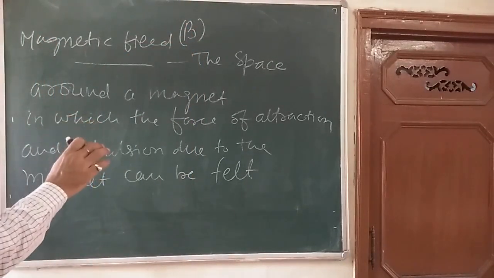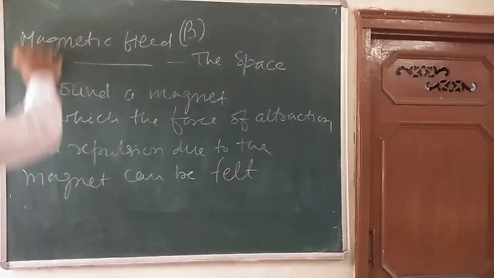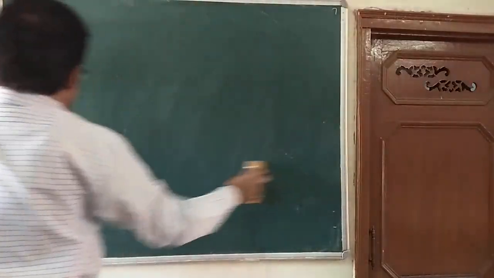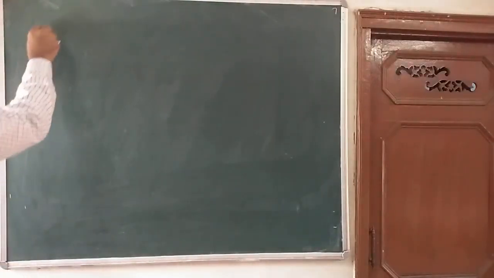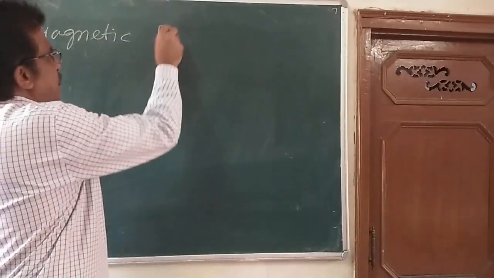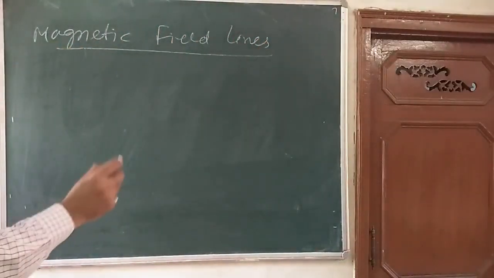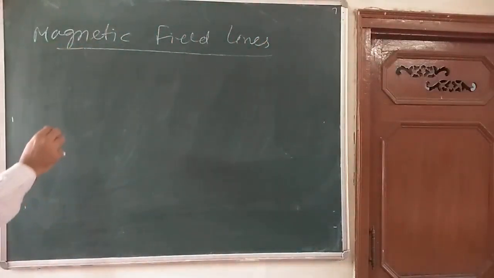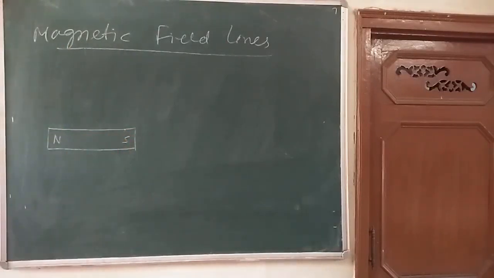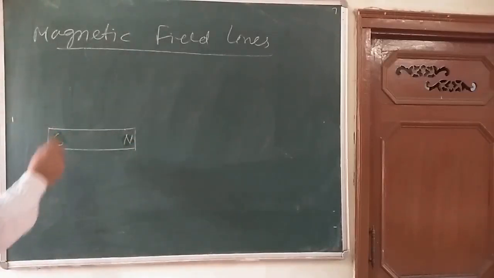Now, what are magnetic field lines? We can first draw magnetic field lines with the help of a magnetic needle and define what magnetic field lines are. For that we take a bar magnet and a magnetic needle. Suppose here is a bar magnet, with a north pole and a south pole.